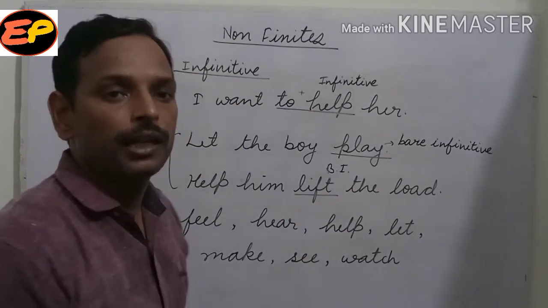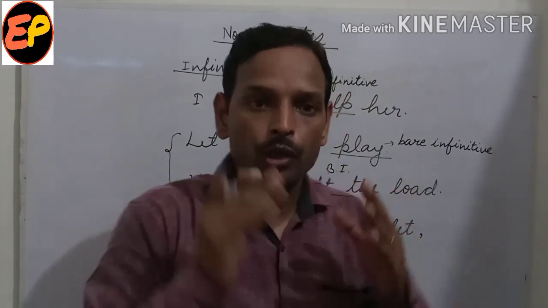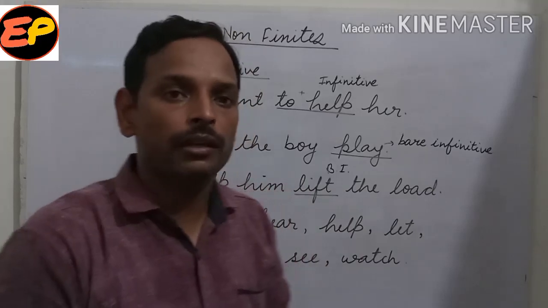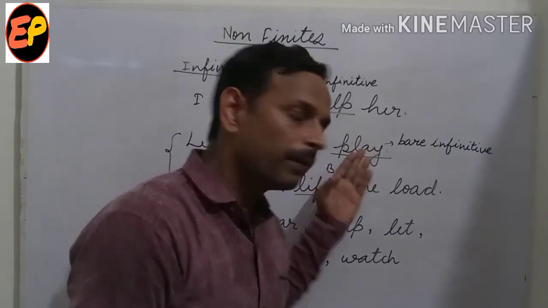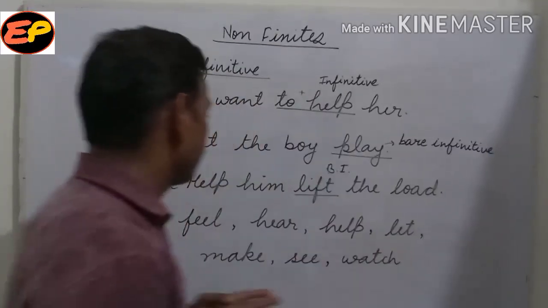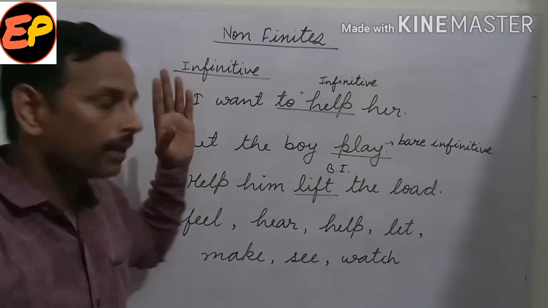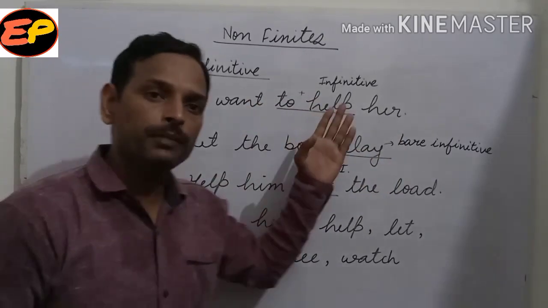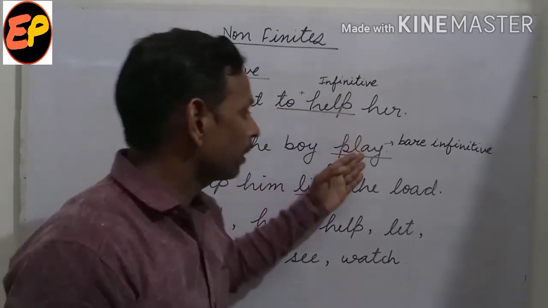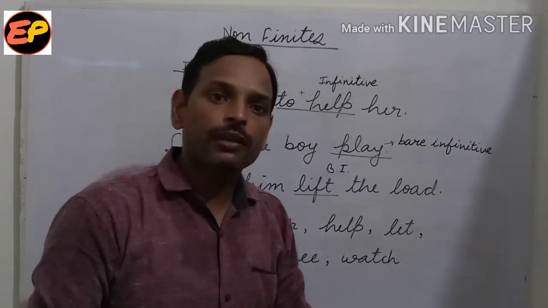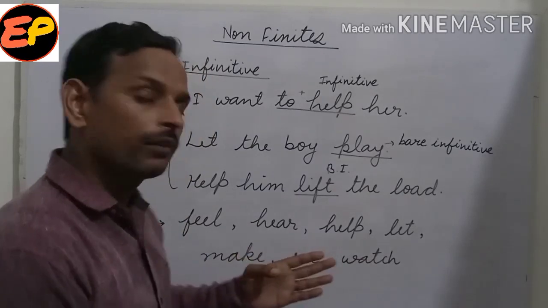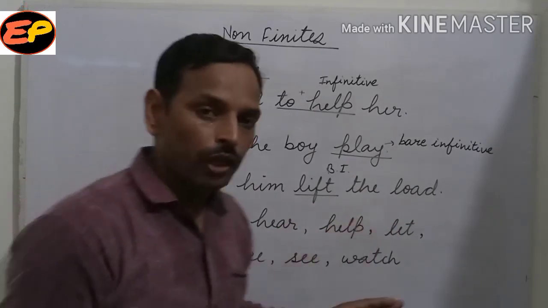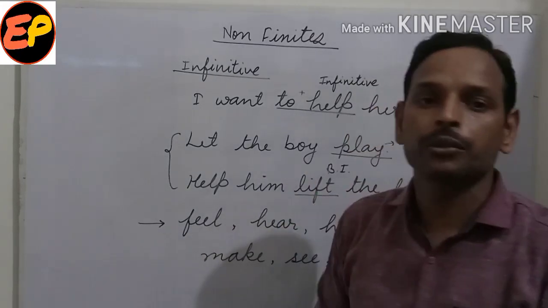Or, other than these verbs, if there is the use of any helping verb, like modal auxiliaries such as can, could, should, will, shall, after these modal auxiliaries only the first form of verb is used, and they are also used as bare infinitives. So infinitives are of two types, infinitives and bare infinitives. When to plus first form of verb is used, it is called an infinitive, whereas without to, the first form of verb used as non-finite is considered a bare infinitive. Again, bare infinitive is used after the verbs feel, hear, help, let, make, see, watch, and after all the modal auxiliaries.